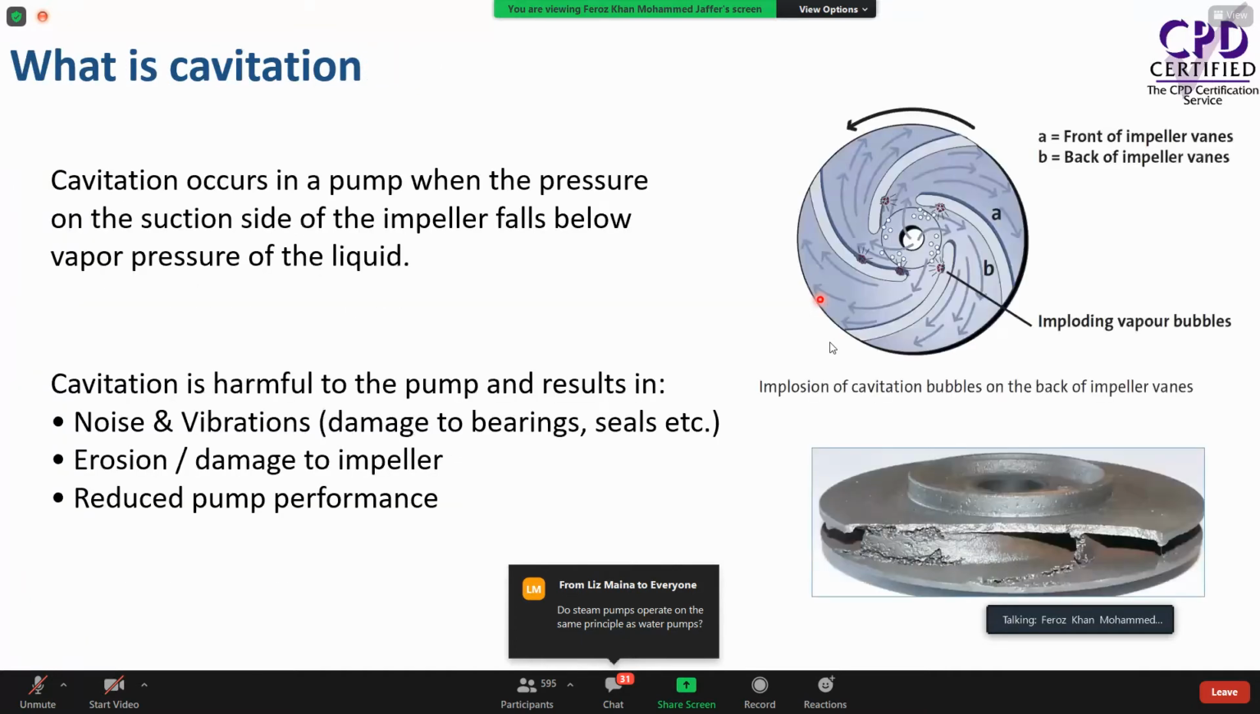What is cavitation? Cavitation occurs in a pump when the pressure on the suction side of the impeller falls below the vapor pressure of the liquid. Basically, when the pressure falls below vapor pressure, the liquid will turn into vapor, which is not good for the pump. There will be some air bubbles formed when the pressure falls below vapor pressure.